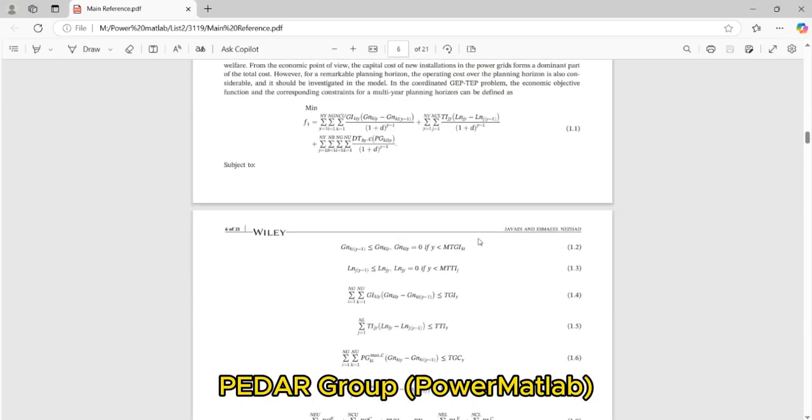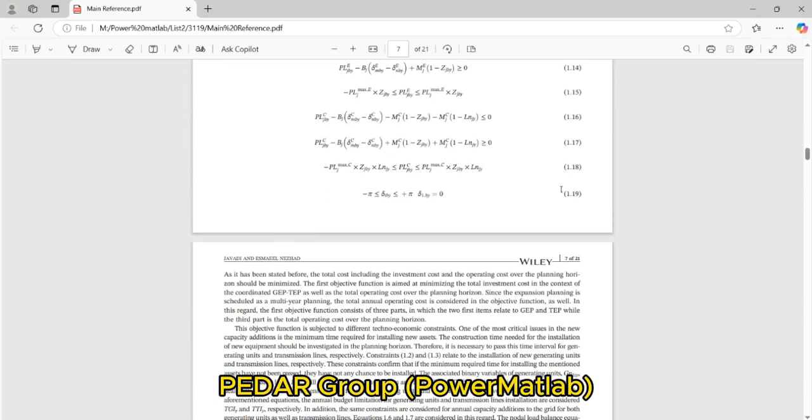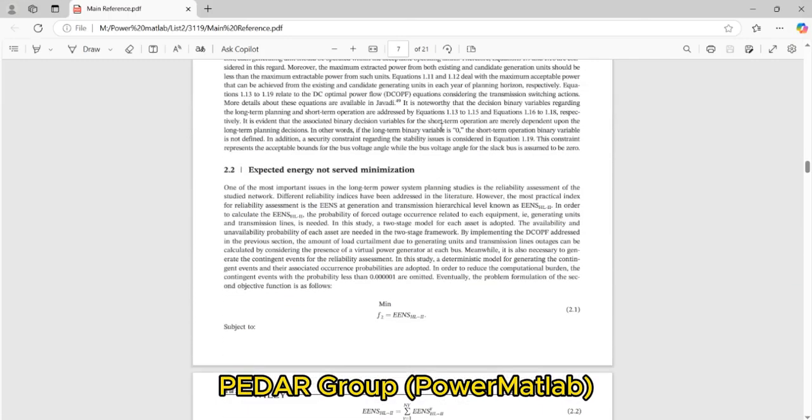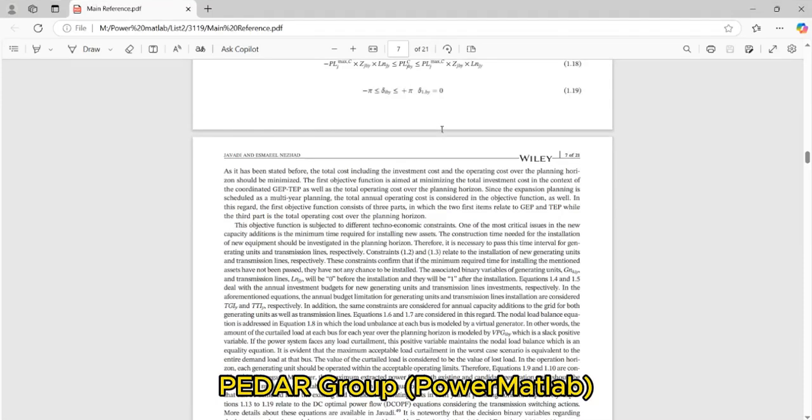Also, you can see all of these details related to this objective function from equation number 1.1 to equation number 1.19. So all of these details are discussed in detail in this problem formulation.